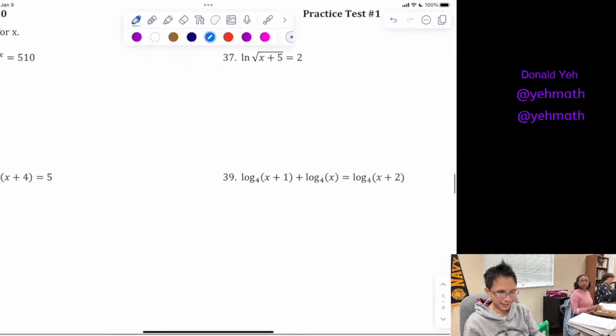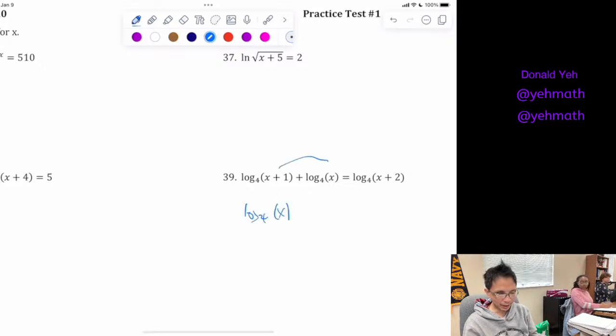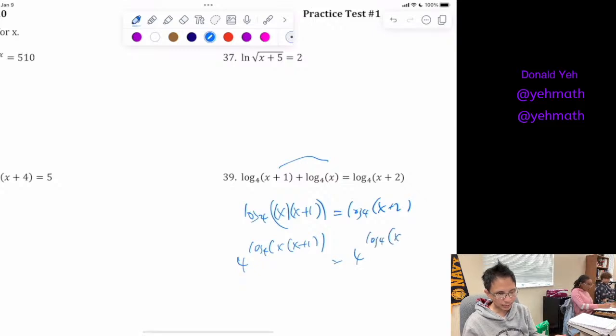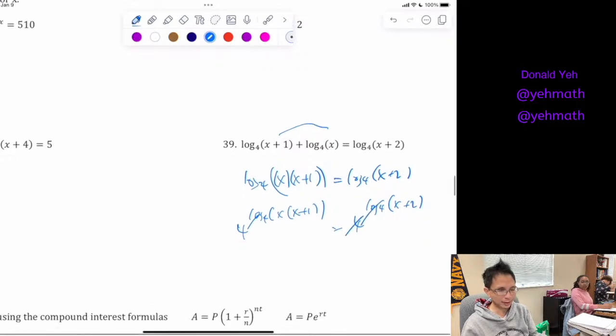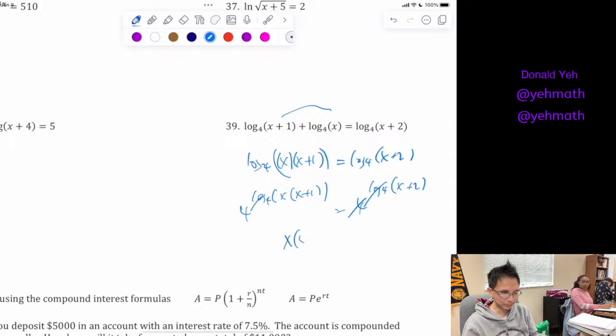$39? Yeah, this is actually easy. 38 is a better question. But this one's actually log 4. This is adding, so it'll be log 4 of x times x plus 1 equal to log 4 of x plus 2. Now, you can get rid of log 4 both at the same time, but it's supposed to be 4 to the log 4 of x times x plus 1. This is what actually happened because they are inverse to each other. And that's how they subdivide. Now, some people thought you just divide both sides by log 4. It's not mathematically correct, but it's fine.